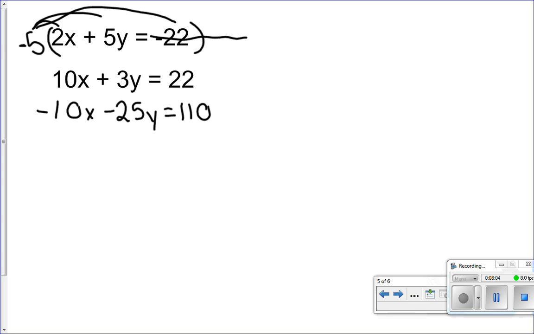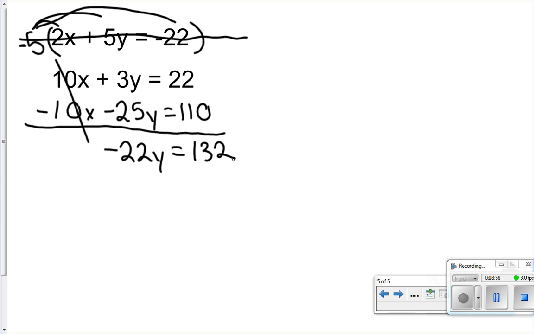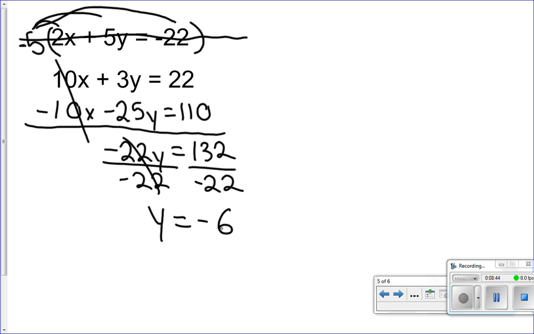And if it helps, put a small line through the equation that you just changed, so you know not to use it anymore. Now, since I just multiplied 2x by negative 5, it gave me negative 10x, I can cancel out my 10x's now. Positive 10 minus 10 gives me 0. 3y minus 25y gives me negative 22y. And 22 plus 110 gives me 132. If I divide both sides by negative 22, I'm going to end up with y equaling negative 6.